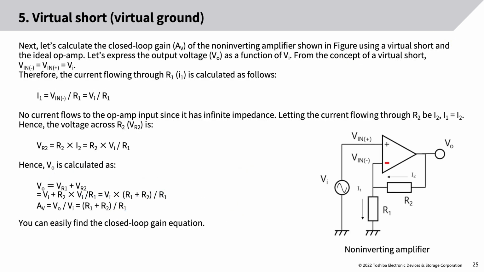Next, let's calculate the closed-loop gain, AV, of the non-inverting amplifier shown in the figure using a virtual short and the ideal op-amp. Let's express the output voltage, VO, as a function of Vi. From the concept of a virtual short, Vn minus equals Vn plus equals Vi. Therefore, the current flowing through R1, I1, is calculated as follows. No current flows to the op-amp input since it has infinite impedance. Letting the current flowing through R2 be I2, I1 equals I2. Hence, the voltage across R2, VR2, is as follows. Hence, VO is calculated as follows. You can easily find the closed-loop gain equation.